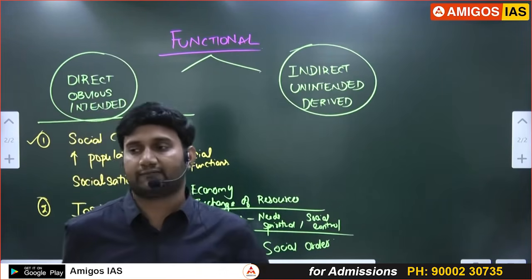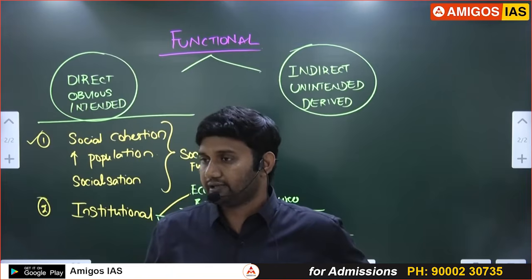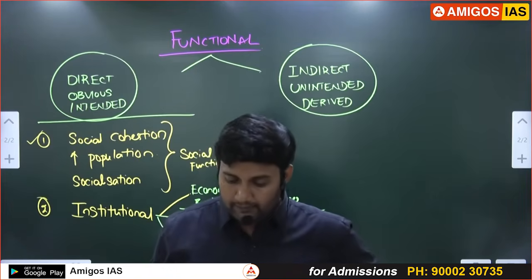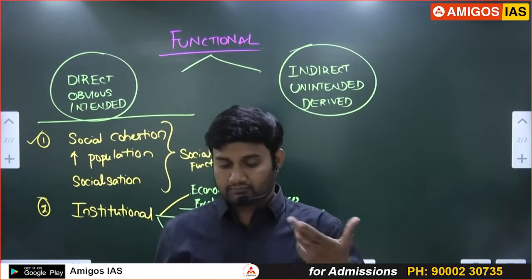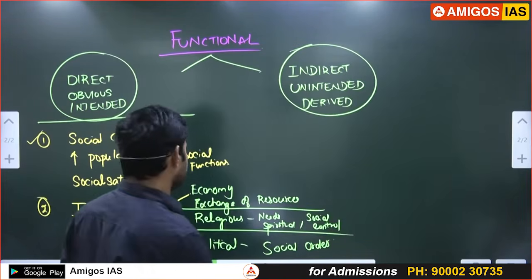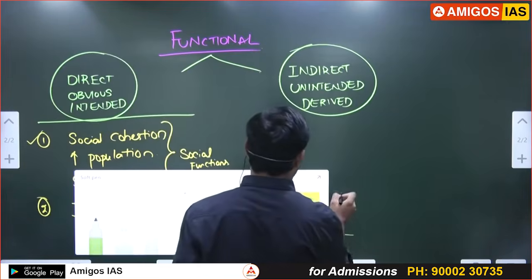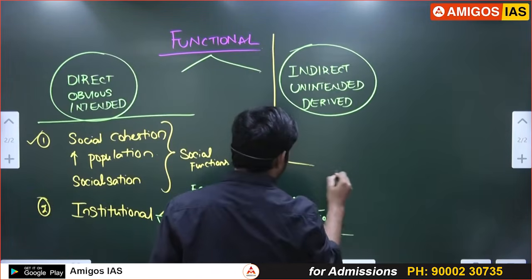So what is the exact function of each institution? Then what are the latent or unintended functions? So what are unintended means? What do you mean by unintended?